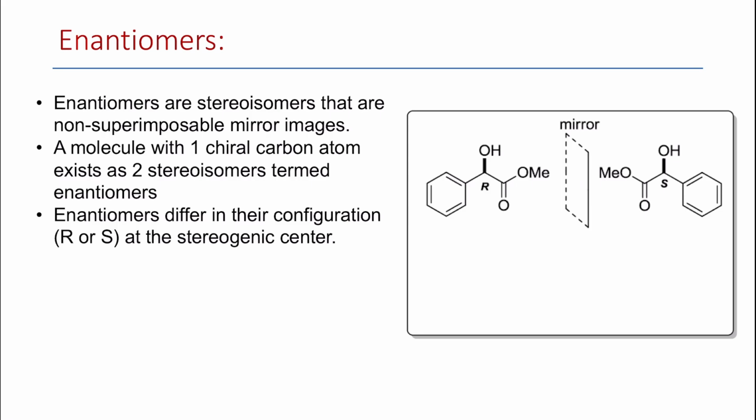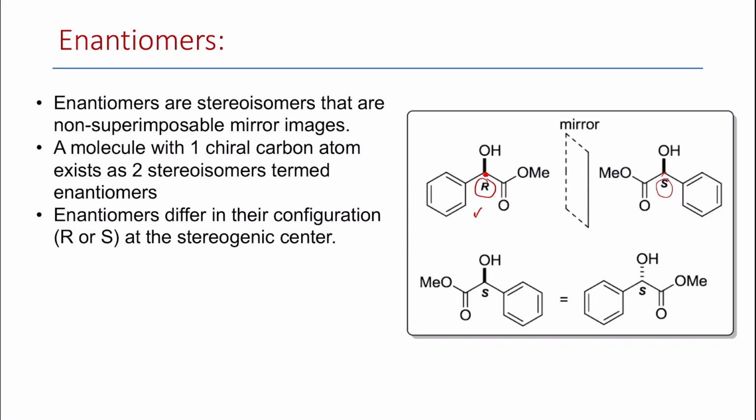So if we have a chiral molecule like this one, it has one chiral center here. The first one is R configuration, the second one is S configuration. These two are mirror images of each other and they are not superimposable. They are called enantiomers. These two molecules, both of them are S configuration, so they are the same molecule, they are not different, and they are not enantiomers.